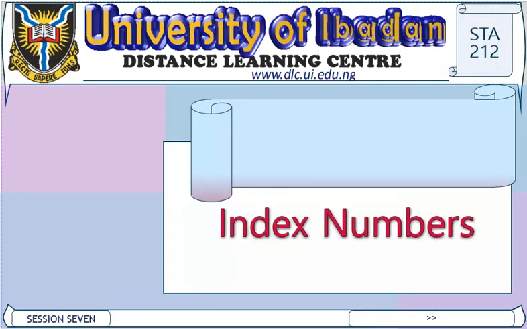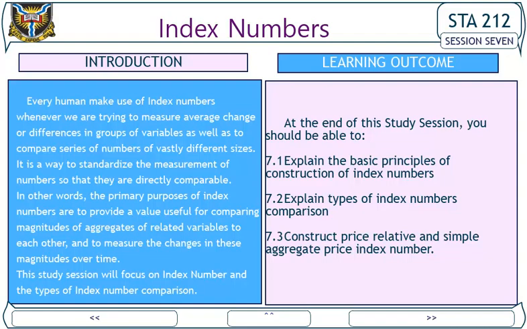Study Section 7. Index Numbers. Introduction. Every human makes use of index numbers whenever we are trying to measure average change or differences in groups of variables, as well as to compare series of numbers of vastly different sizes. It is a way to standardize the measurement of numbers so that they are directly comparable.